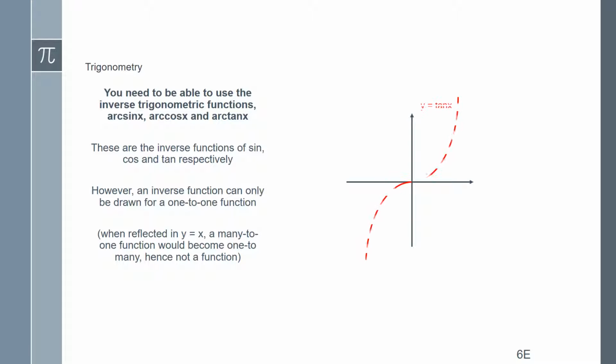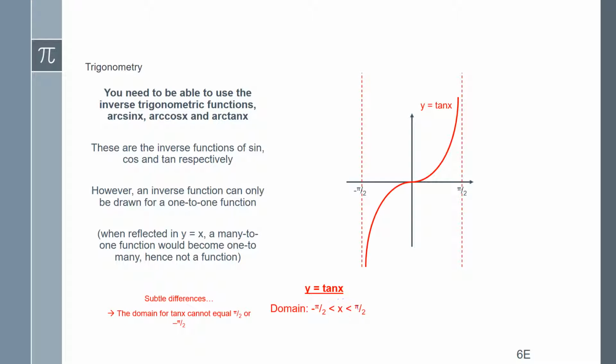Finally, for tan, there's the graph y equals tan x. There's a subtle difference here. Because of the asymptotes, it means that the domain is minus pi over 2 is less than x is less than pi over 2. It can't be equal to pi over 2 because it approaches what it never gets to. And the range is any real number, because the graph goes up and down without limit.